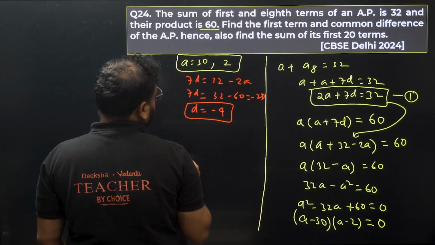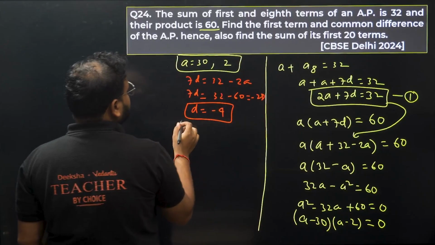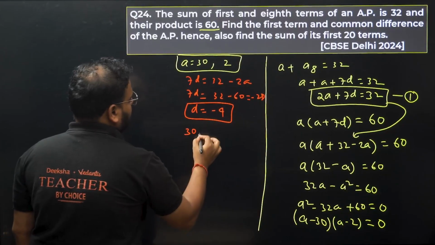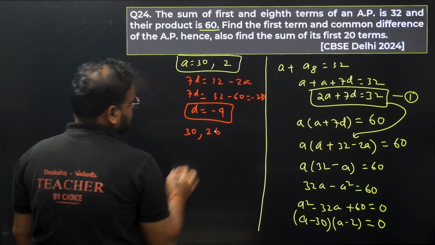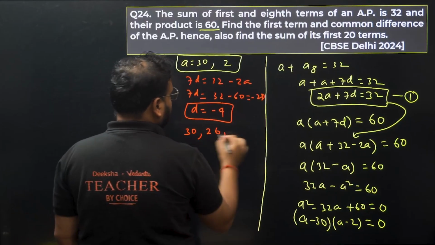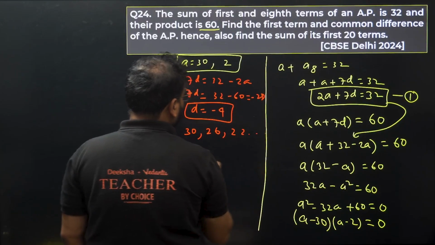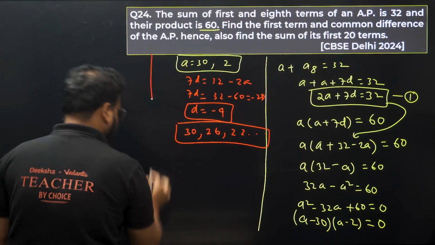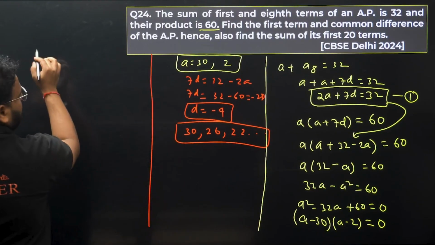So one of the APs is what? 30 and 26 and, what is it, 22 and so on. That's one of the APs. Now the other AP will be what? Other AP will be over here, please check.